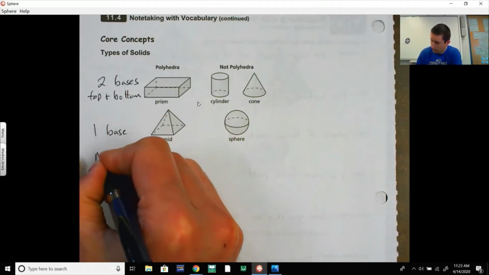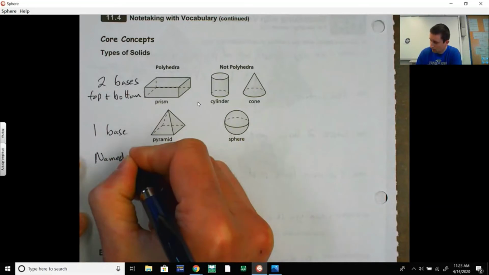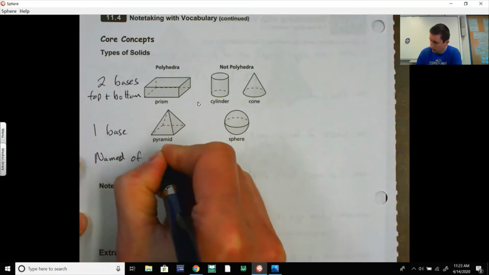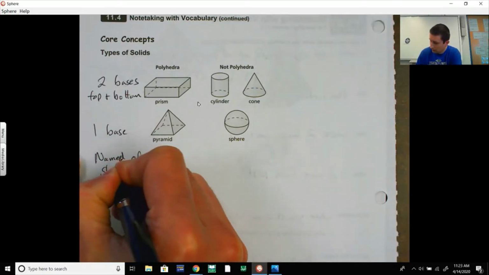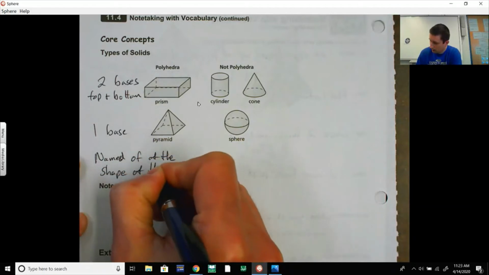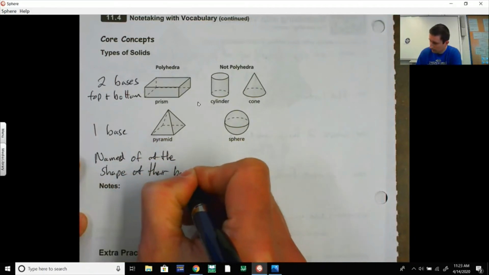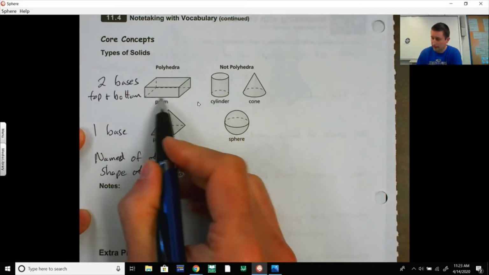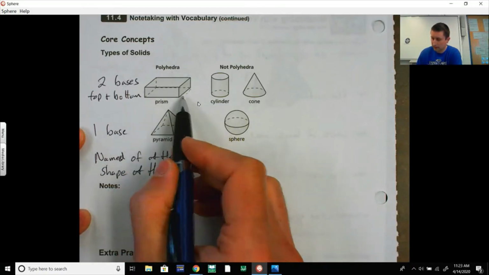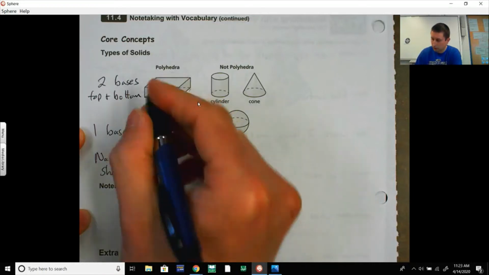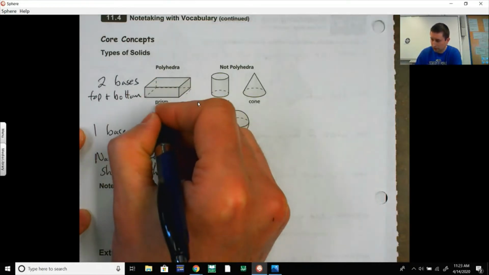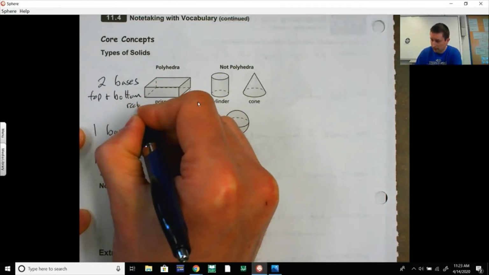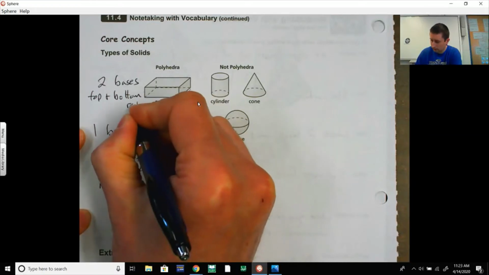They are both named off of the shape of their base. So this prism here has a rectangular shaped base. Its base is a rectangle. So this would not just be called a prism, we could call this a rectangular prism.